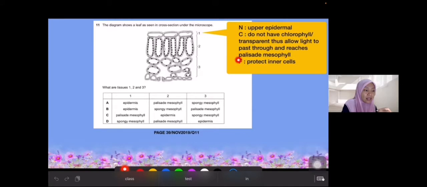N, C, F. N for name. So dalam case ni, name is upper epidermal layer. C, characteristic. What is the characteristic of upper epidermal? Okay, do not have chlorophyll. Transparent, thus allow light to pass through and reaches palisade mesophyll. Okay, what is the function of upper epidermis? Protect inner cell. So buat nota lengkap, cantik macam ni. Sudah dapat dah satu set kat situ.